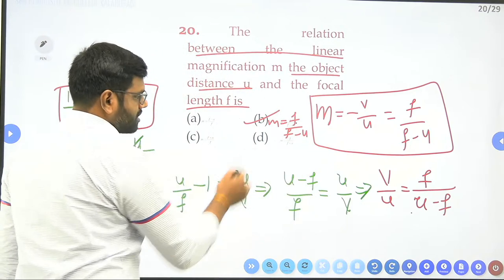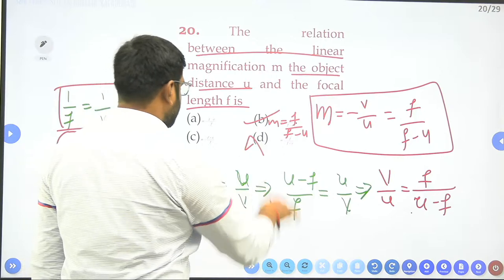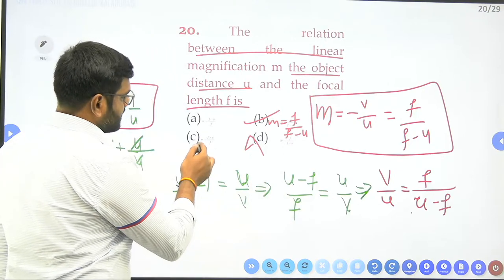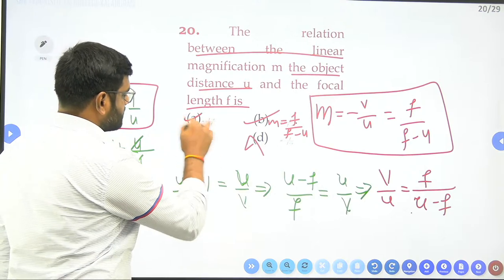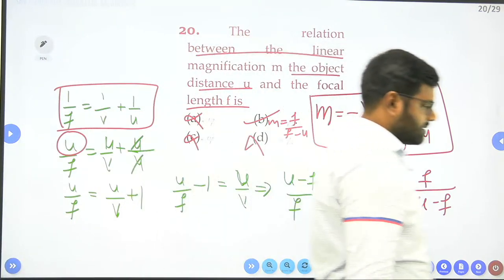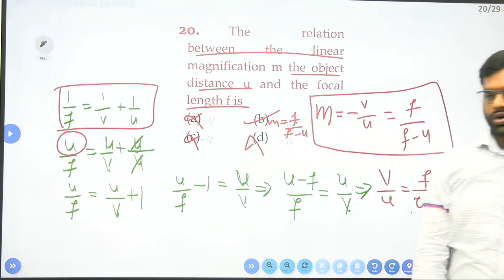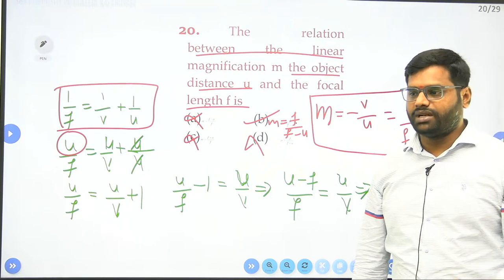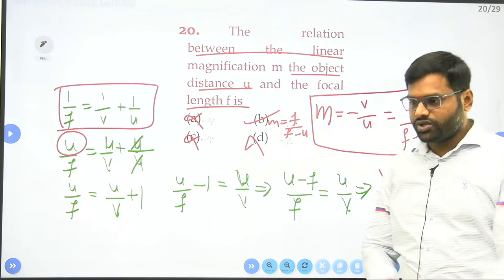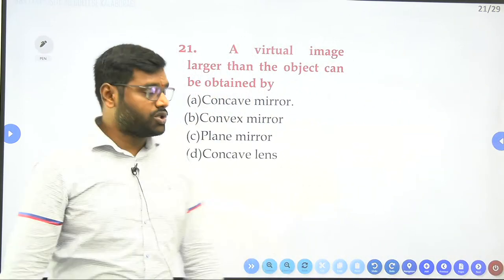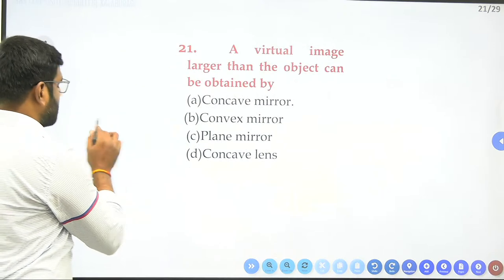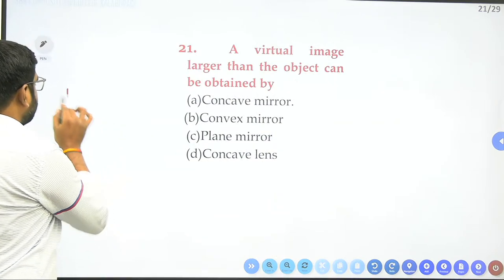The fourth option, f plus u, won't be the answer; that would be f plus u divided by u f. That is a wrong option, and this is also a wrong option. The correct option is the second. That is the relationship between object distance and focal length. If they ask for image distance, then you have to use image distance v. Okay. So the next question is, a virtual image larger than the object can be obtained. As I said, a virtual image in the case of convex is always diminished.